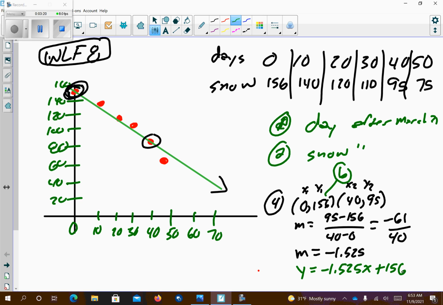Okay, does our scatter plot have positive or negative correlation? Well, it has negative. It has negative because my slope is negative.